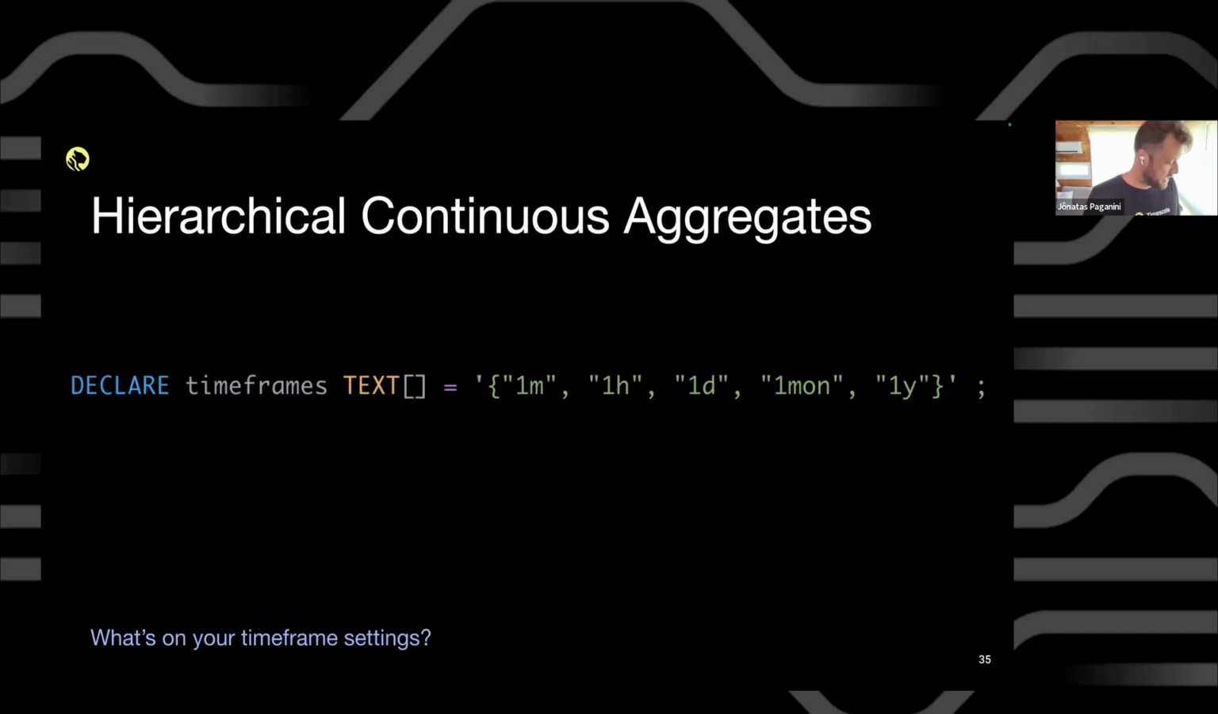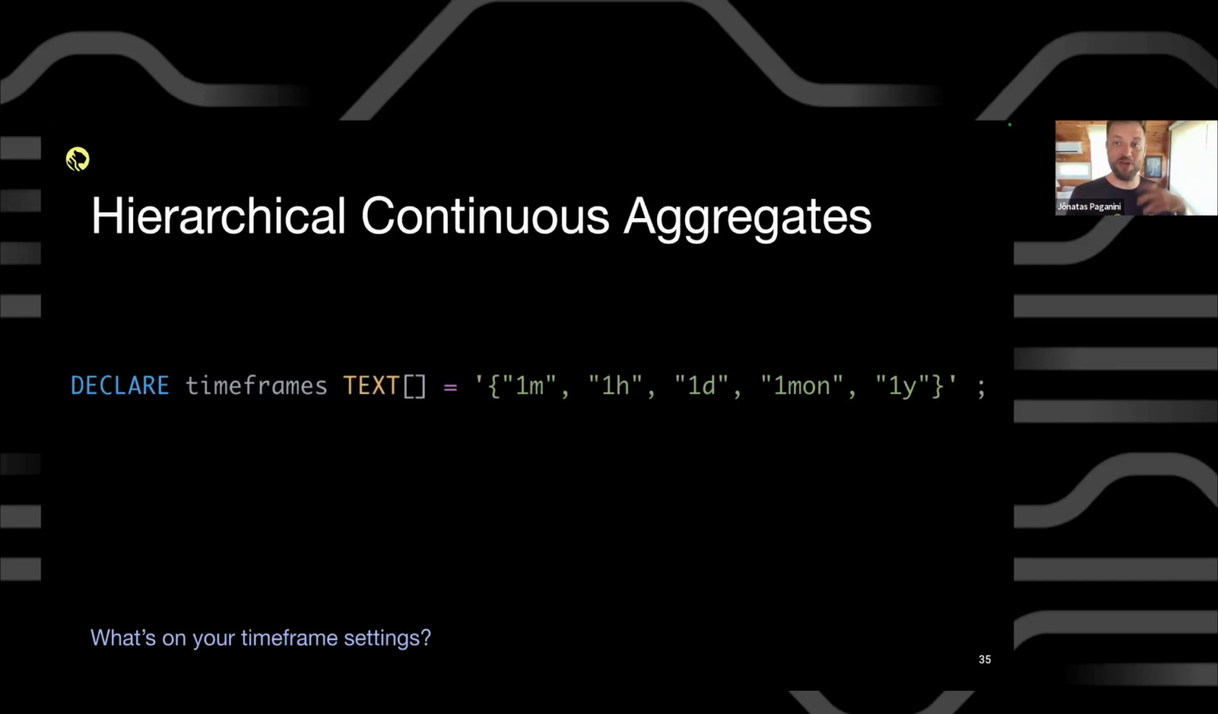So basically, we have continuous aggregates that work like a materialized view that allows you to, let's say, process background data that you need for your dashboards or anything that you want to process in advance. So I just put here the time frames: 1 minute, 1 hour, 1 day, 1 month, and 1 year.